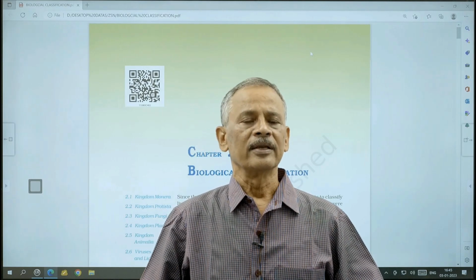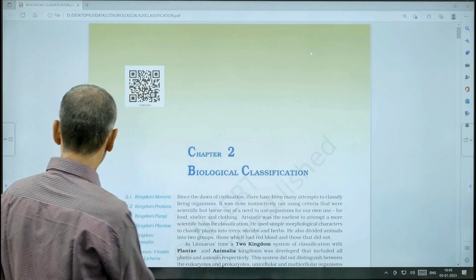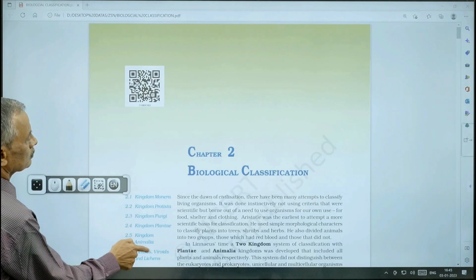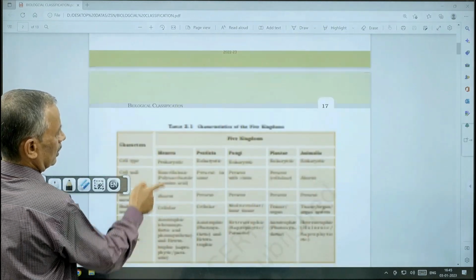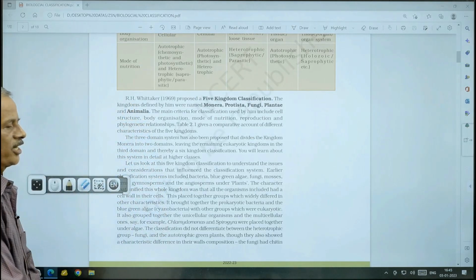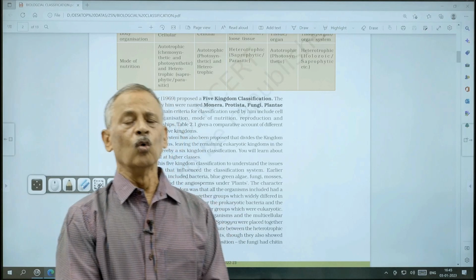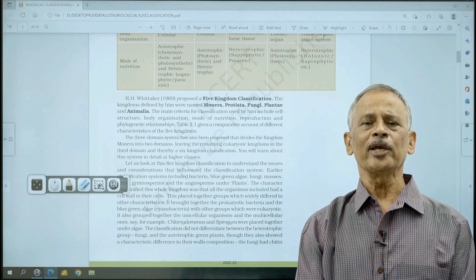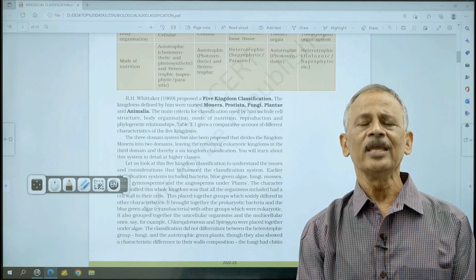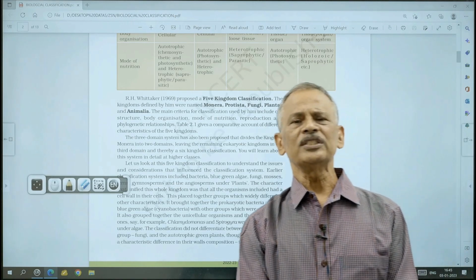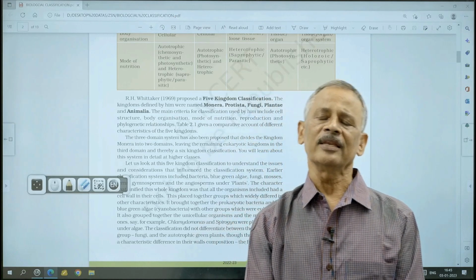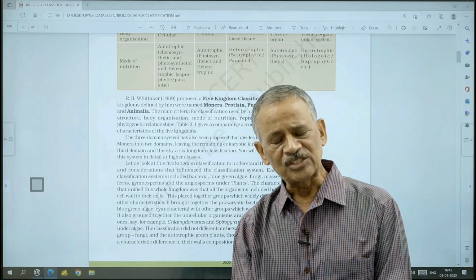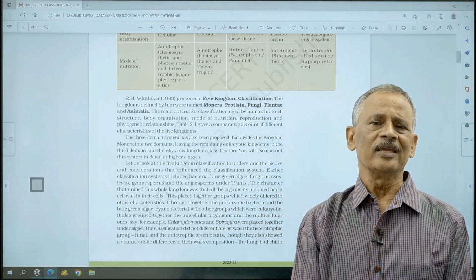And in 1969, one more addition was done by R.H. Whittaker, an American taxonomist, who separated fungi. Till this time, fungi was only a group coming under Plantae. He studied and noted that fungi are different from Plantae in a number of respects, and so it is not justifiable to include these fungi in Plantae.